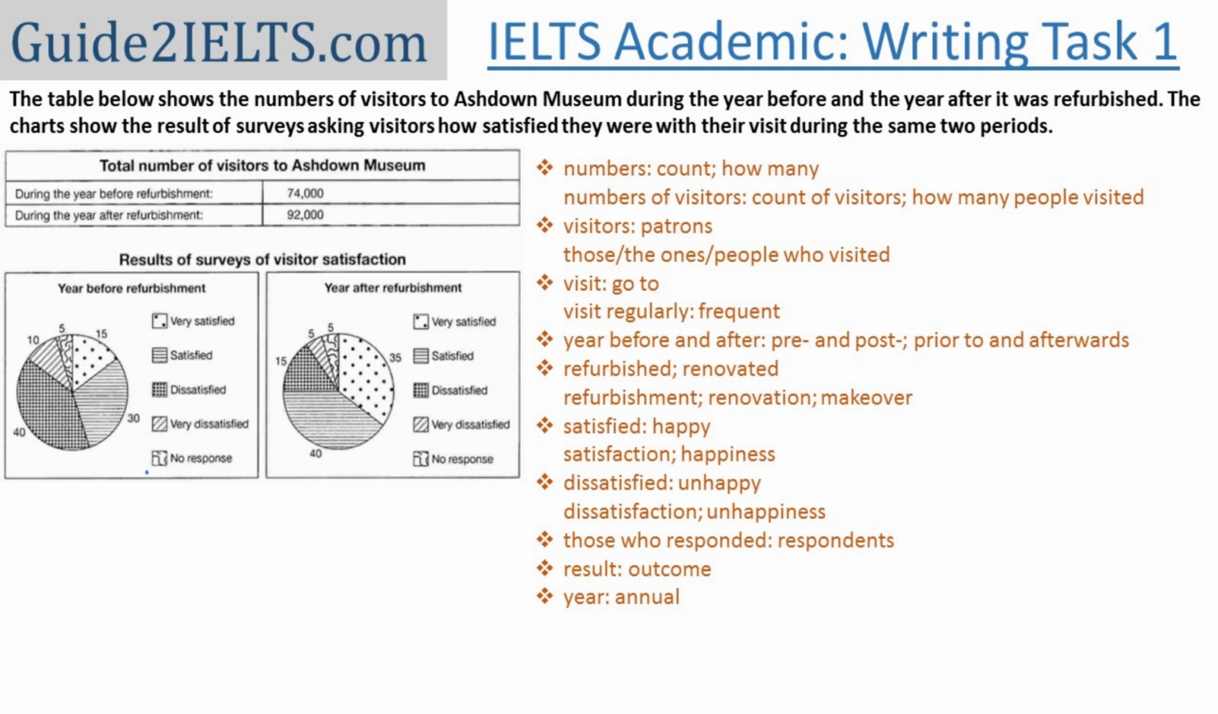Notice that a change in the form of a word also adds to your lexical resource score. For example, changing satisfied to satisfaction or dissatisfied to dissatisfaction. After this, we start writing.